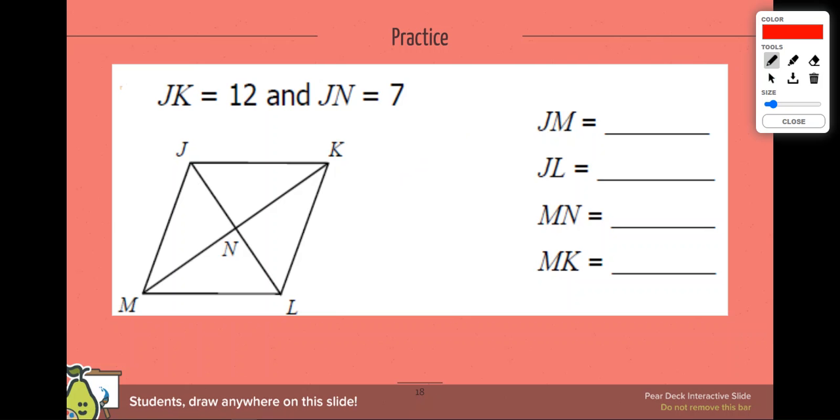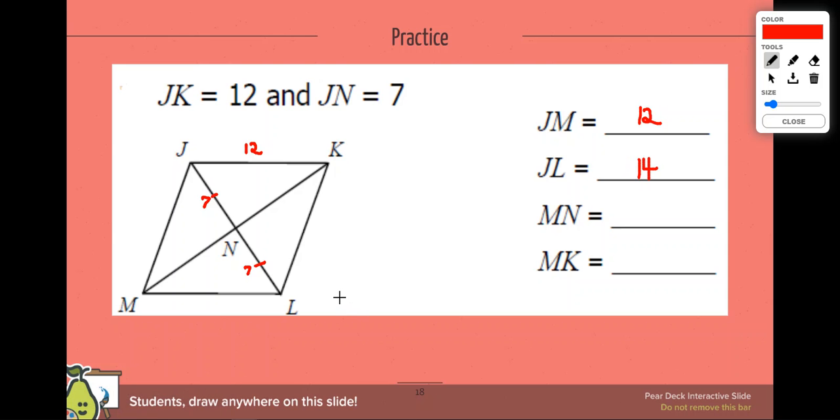Let's take a look. Here we're given JK as 12, and we know that JN is 7. JM also has to be equal to 12 because all 4 sides are going to be congruent as it is a rhombus. Now it's asking us for JL. Since this is bisected and we know JN is 7, NL also has to be 7. That means the entirety of JL has to be 14.